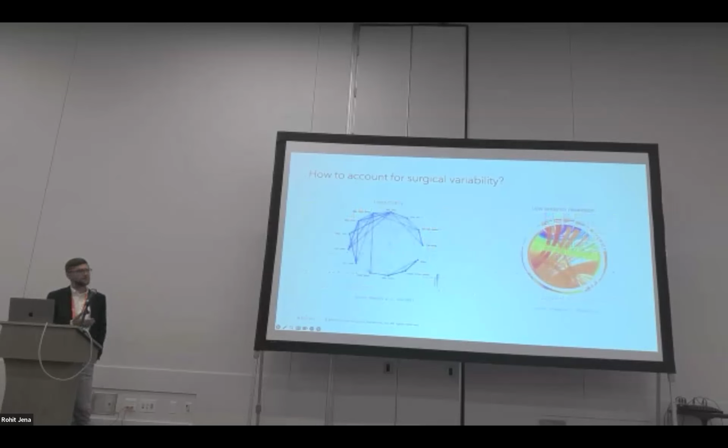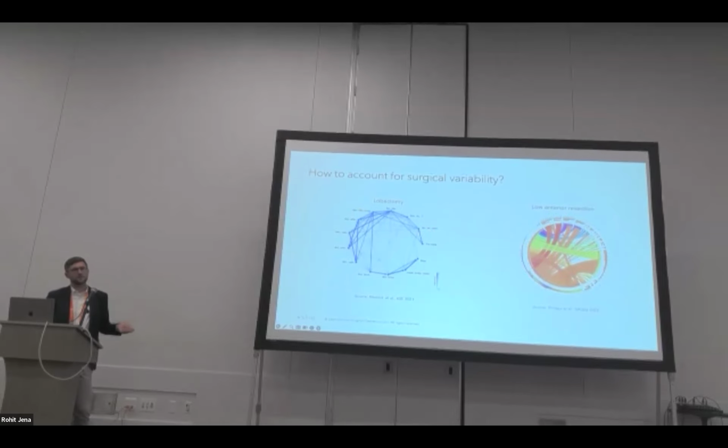If we were to summarize it a little bit differently, these are ways that you can look across a surgery and look at those sequences and transitions between steps in these radial plots. So on the left, we have lobectomy. On the right, we've got low anterior resection. The density of the lines indicates the likelihood of transition from one step to another, whether you're moving forward or you're going backward in time.